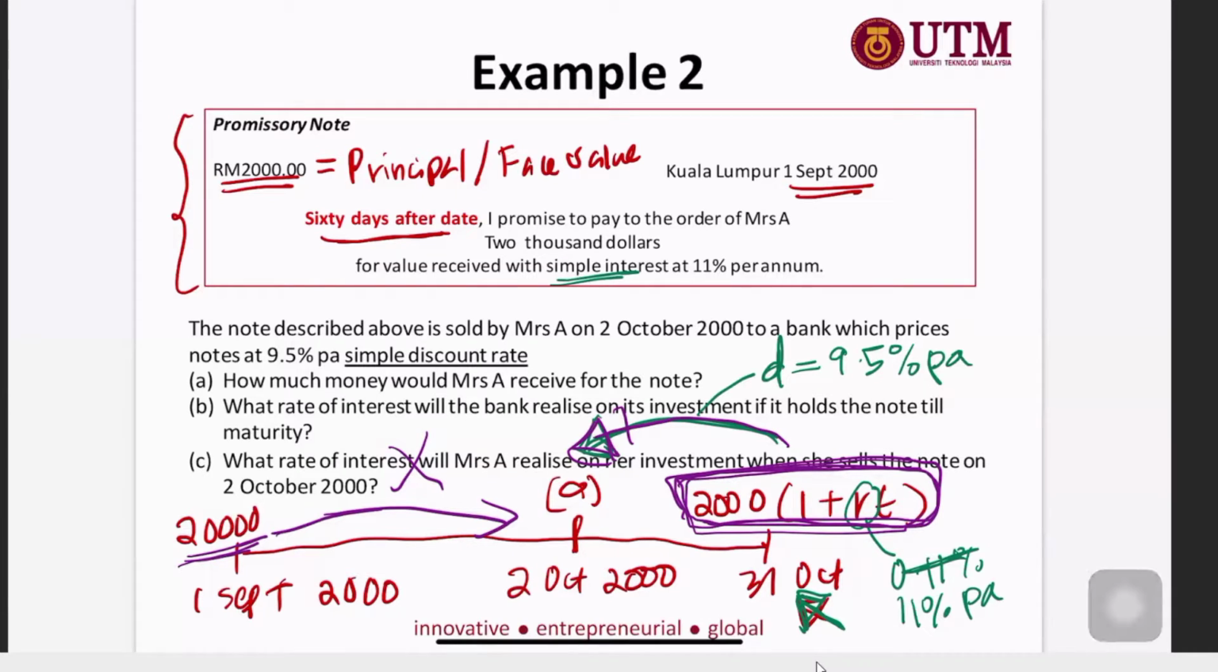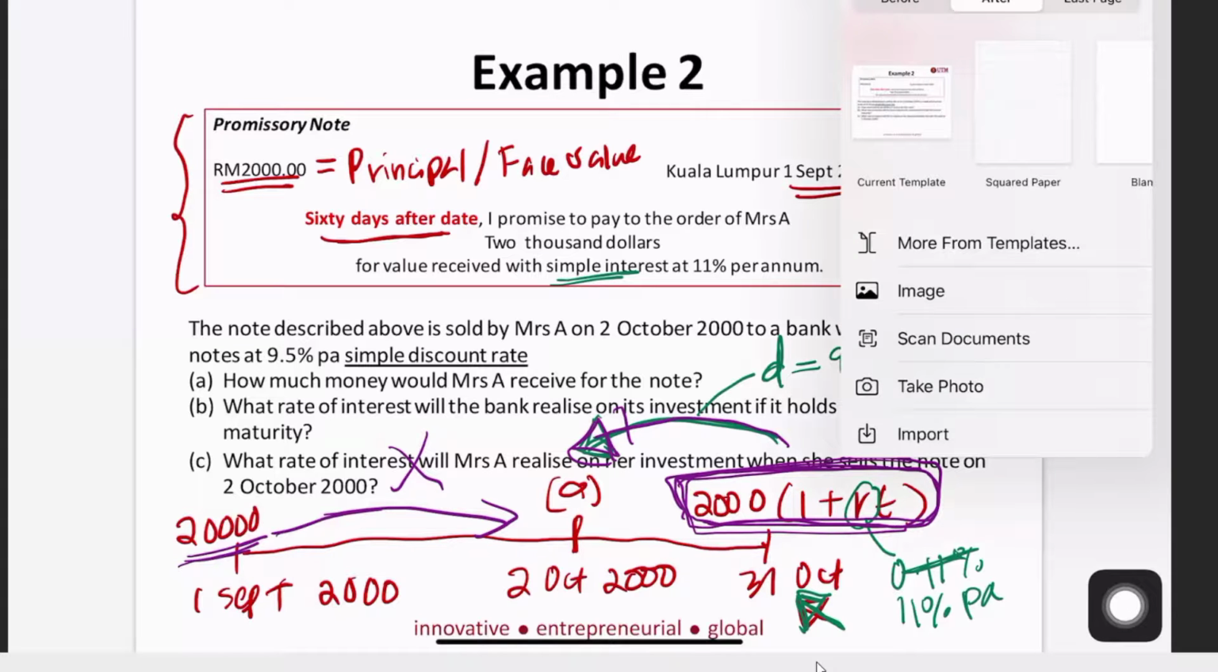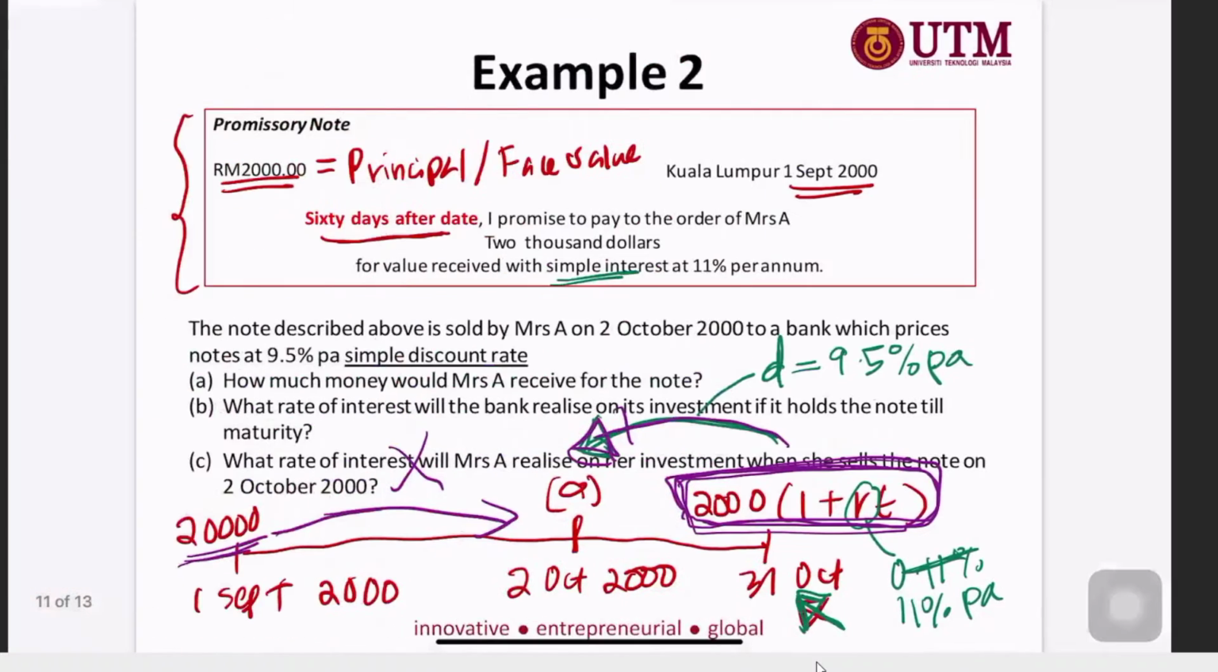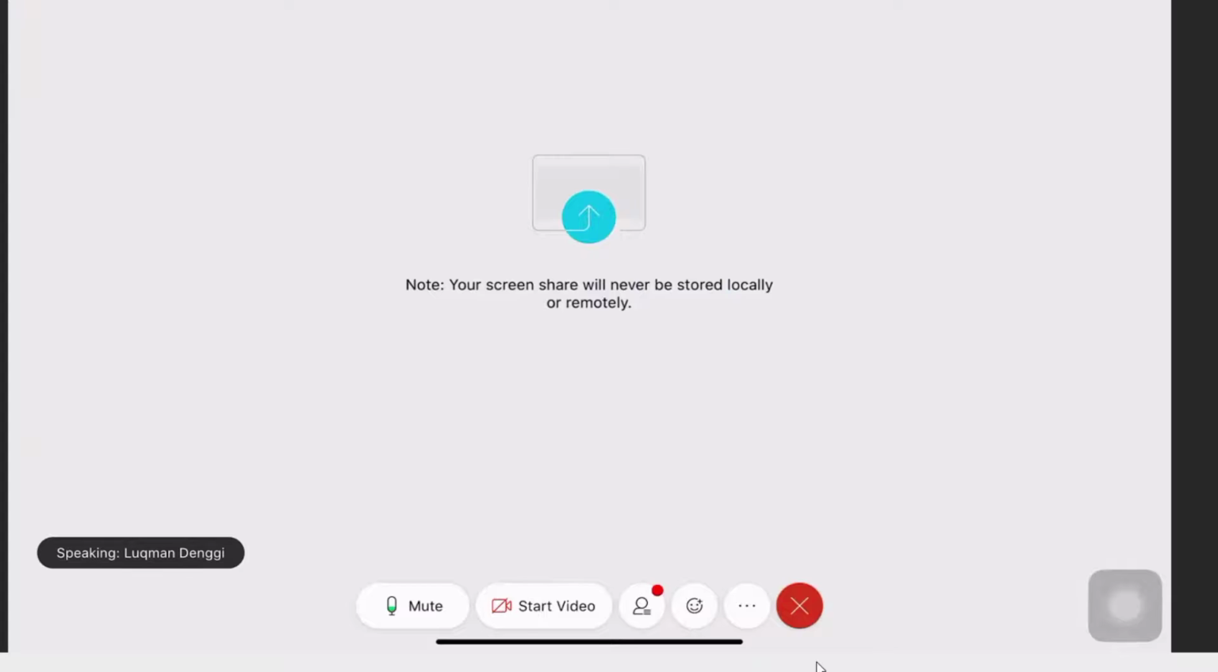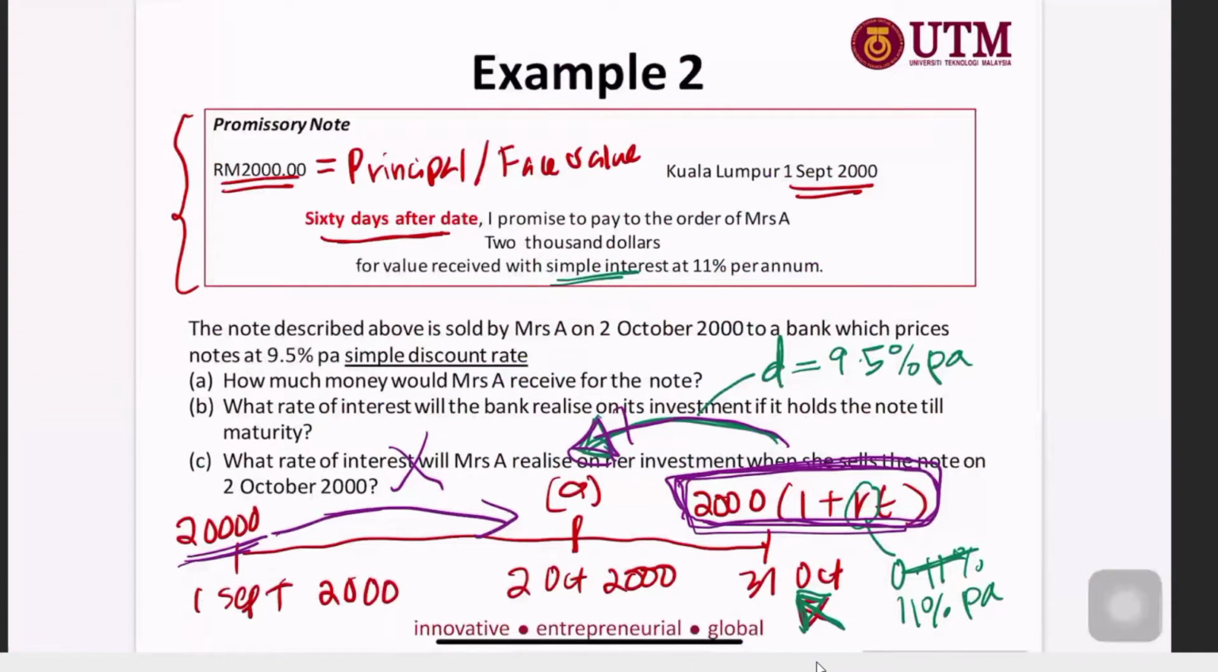Understand class? Any question? Tak ada, doktor. Doktor, nak reconfirm yang untuk bilangan hari tu bahagi 365 lah. Betul. Okay, the number of days should be divided by 365 because now your interest is per annum. Okay doktor, thank you. Okay, welcome.